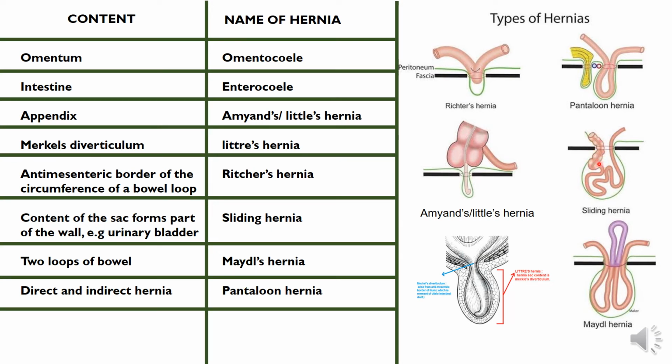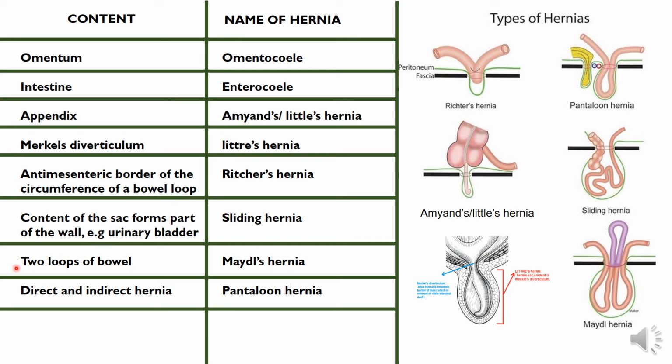So the importance of knowing if a hernia sac contains either the sigmoid colon or urinary bladder is that in surgery you want to know so that you don't iatrogenically injure the sigmoid colon or the urinary bladder.